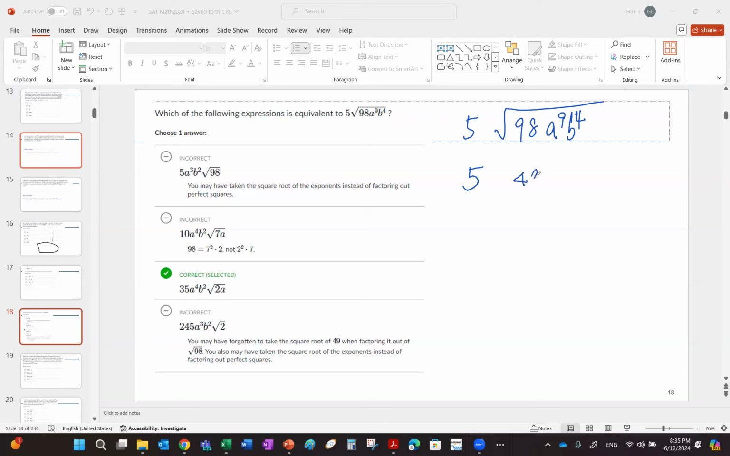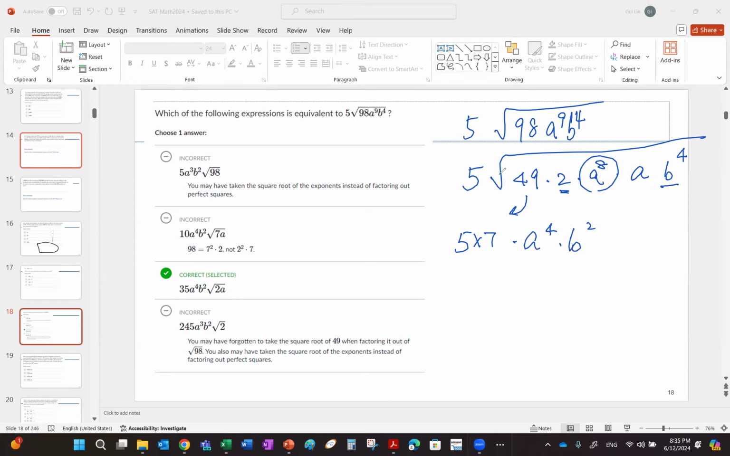Okay, so this is 49 times 2. This part can separate, right? You can get an a to the power 4 and b to the power 4. After the square root, this can be taken out: 7, 5 times 7. And this stays inside. This one became a to the power 2, and this one became b squared, right? The square root has a 2 here. So the rest stays behind, 2a, right? So it's 35 a to the power 4 b.